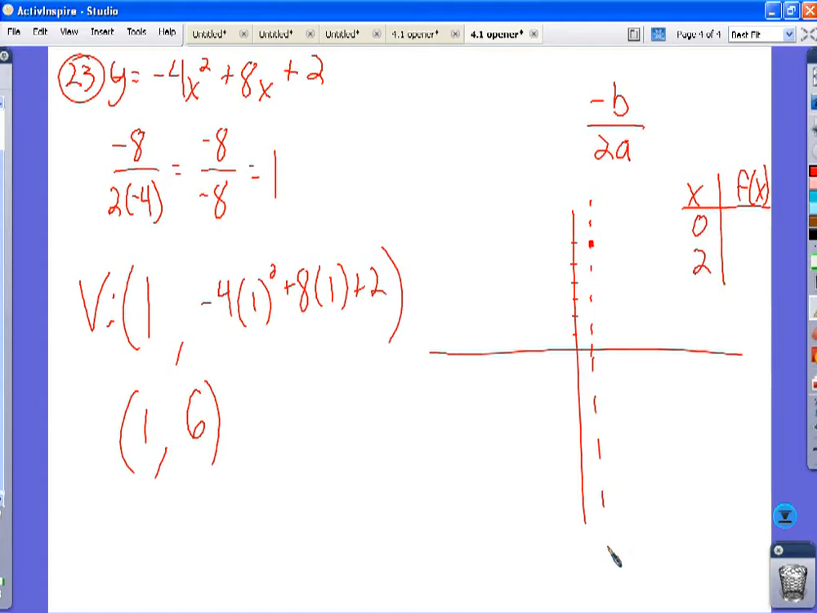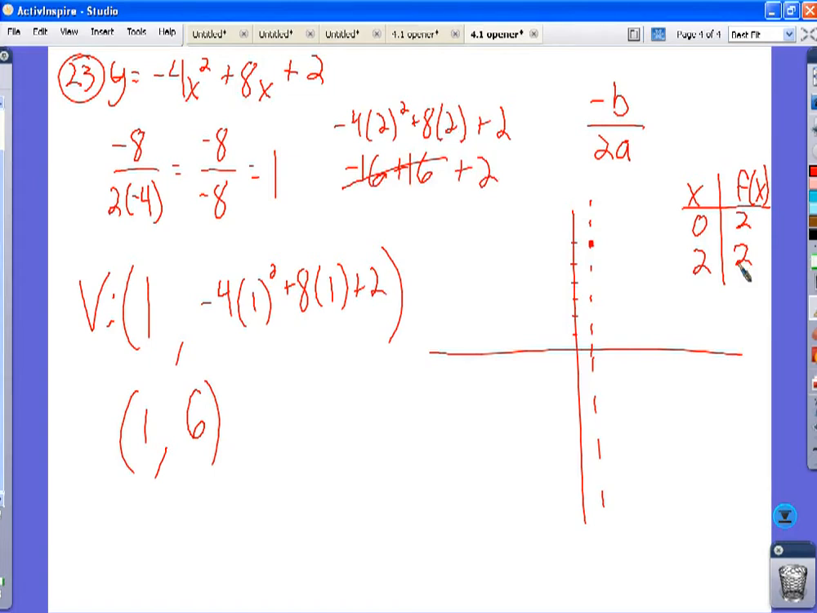So we put in 0. 0 is going to be the easiest thing to plug into standard form, because what happens to this? 0. What happens to this? 0. We're left with just the constant. So we should get 2 when we put 2 in, right? Because of symmetry. We put in 2: negative 4 times 2 squared plus 8 times 2 plus 2. This is 4 times negative 4, that's negative 16. 8 times 2, that's positive 16. That's 0 plus 2 is 2.